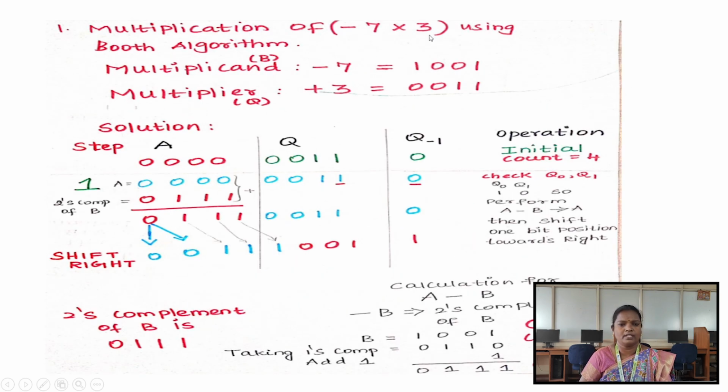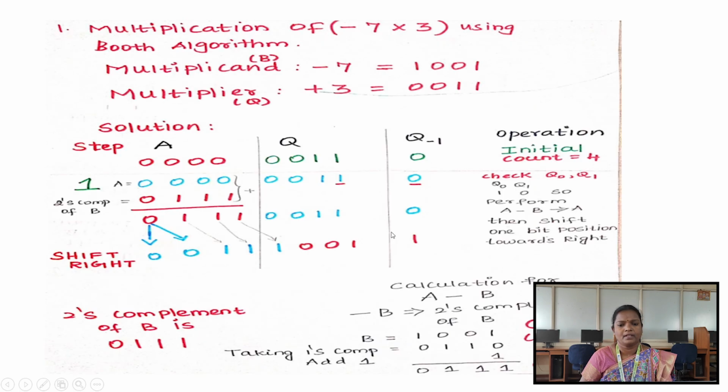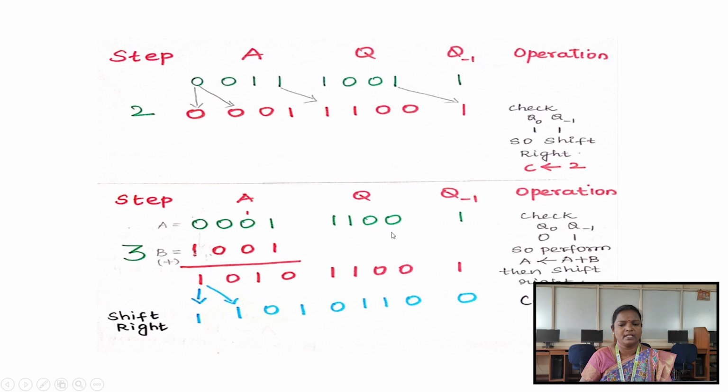So this Booth algorithm is used to perform binary multiplication, especially for signed numbers. We'll see the modified Booth algorithm in the next lecture.